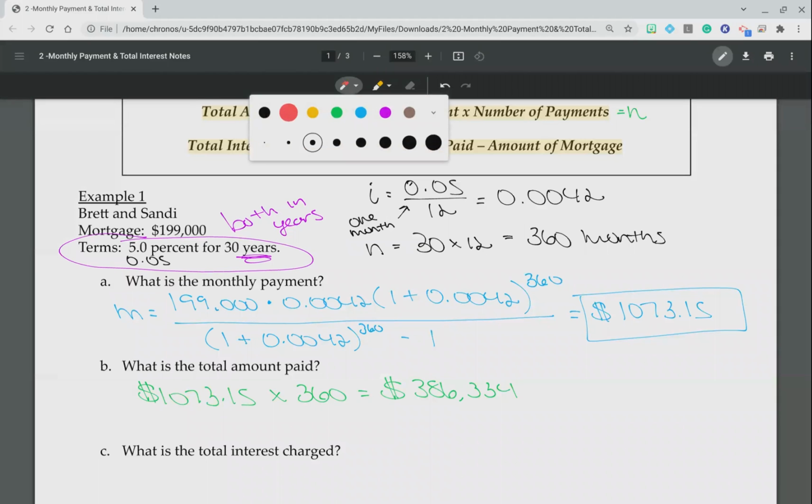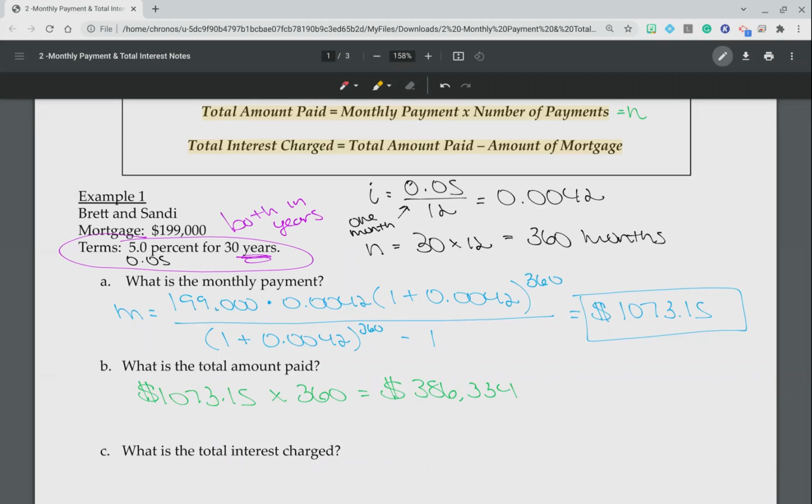So then to figure out what is the total interest charged, you're going to take the total amount that you paid. So that's the number we got in part B. And you're going to subtract how much you bought the house for. So the selling price.